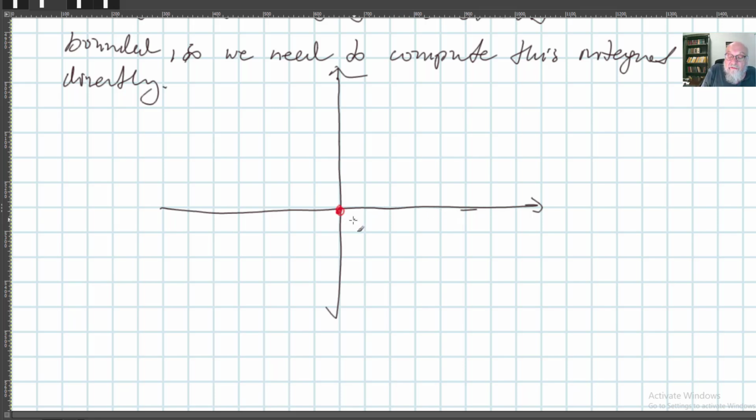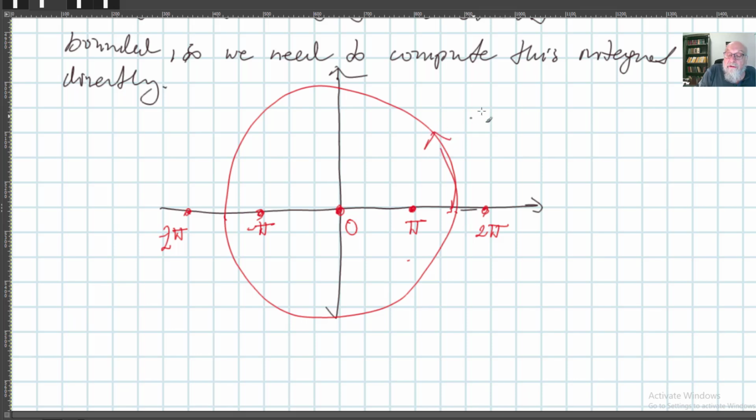So z is equal to 0. Another one is pi. Minus pi is here. Then 2 pi is here, and minus 2 pi is here. But the contour of integration is around 5. So this is somewhere here. This is c, and that number is 5. So you can easily recognize there are only 3 singular points inside.